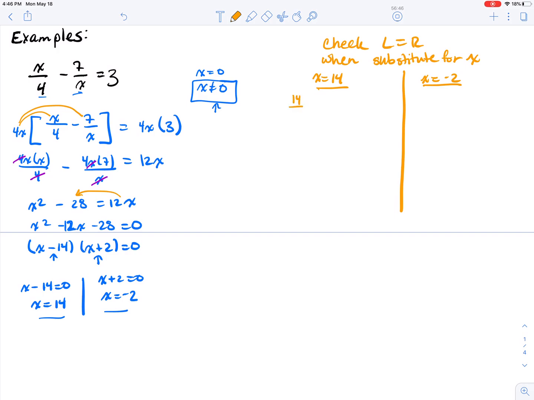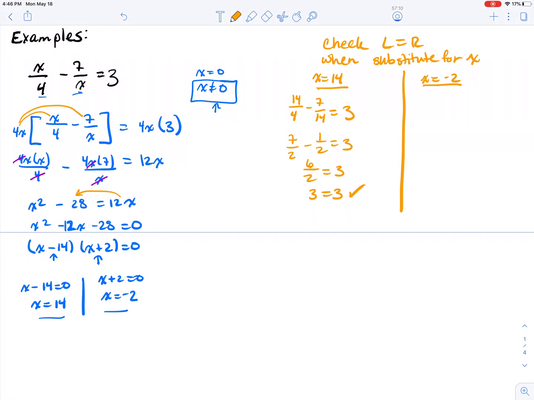So I have 14 over 4 minus 7 over 14 equals 3. Will my left side equal my right side? Let's find out. I have 7 halves minus 1 half equals 3. 6 halves equals 3. Yes, 3 equals 3. So that works out. x equals 14 is a viable solution.